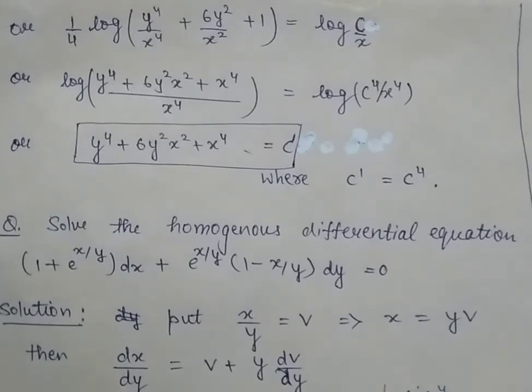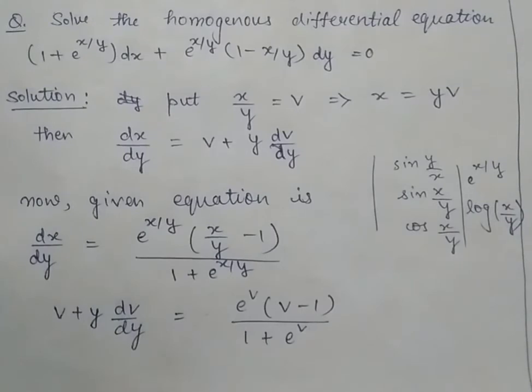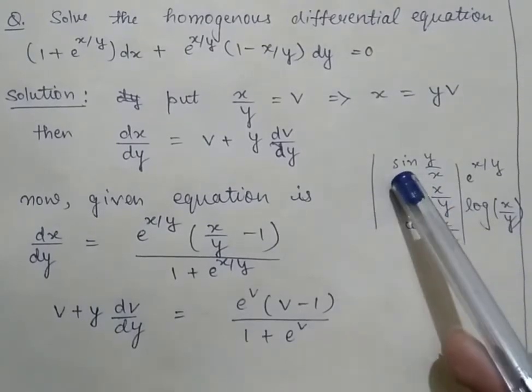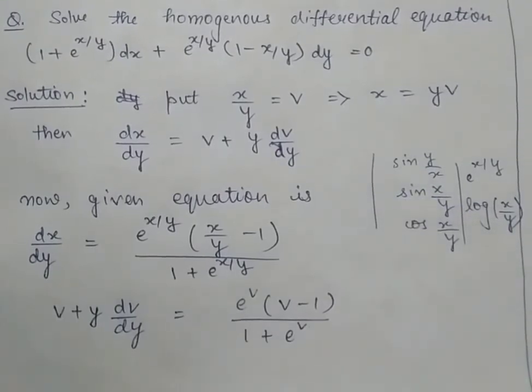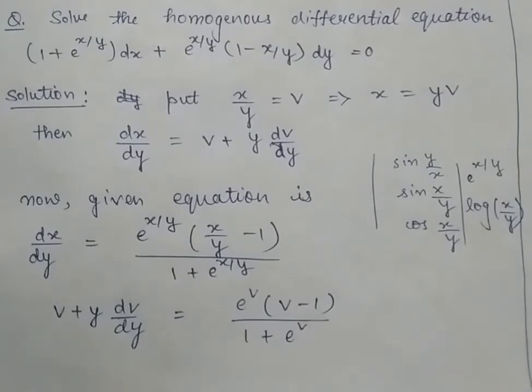If it was not given that this is a homogeneous differential equation, then again we would solve this equation by the homogeneous differential equation method. Why? Because we have x by y. So if we have x by y or y by x in a question, then we solve the equation by the homogeneous differential equation method. If we have sin y by x or e raised to the power x by y, sin x by y, we take the direct substitution x by y or y by x equal to v and then solve.